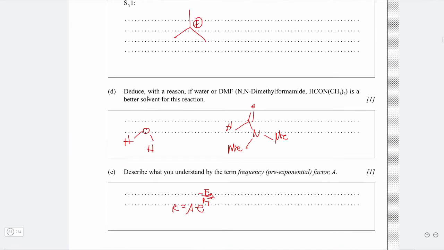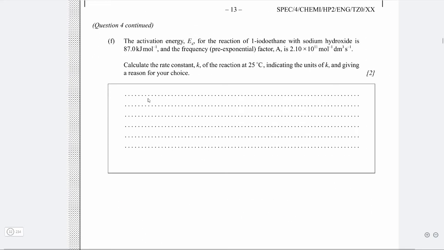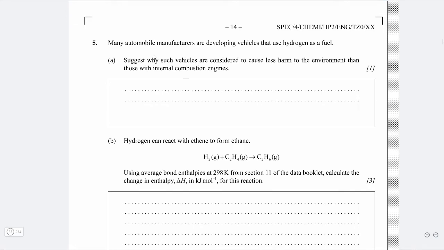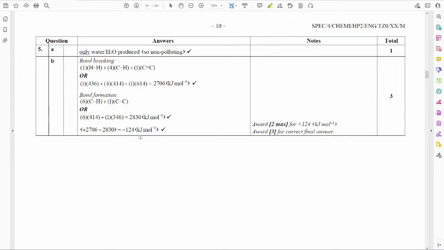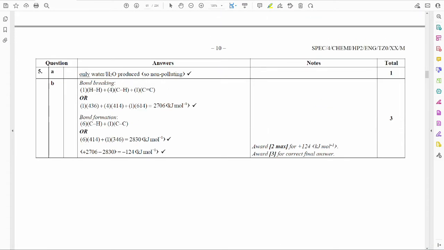Okay, next question. Yeah, here. Many automobile manufacturers are developing vehicles that use hydrogen as a fuel. Suggest why such fuels are considered to cause less harm to the environment than those with internal combustion engines. You just explain that the product of hydrogen as a fuel is water, which is considered a less harmful greenhouse gas than carbon dioxide, for example. Yeah, okay, only water produced, non-polluting.